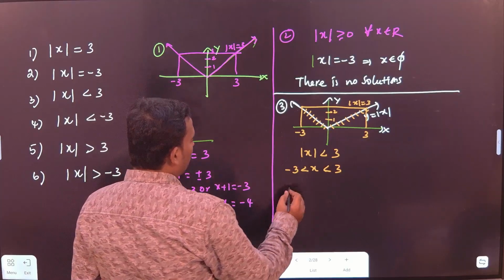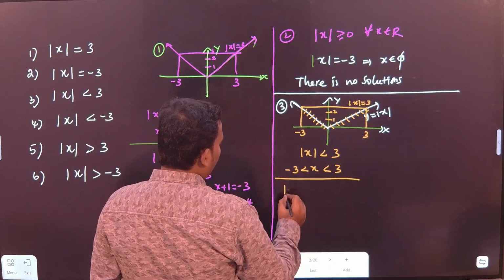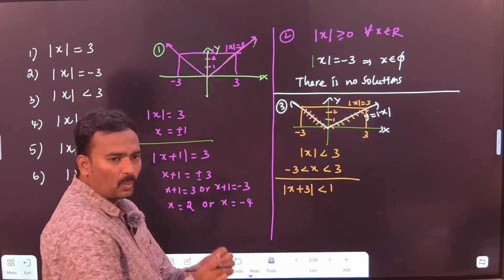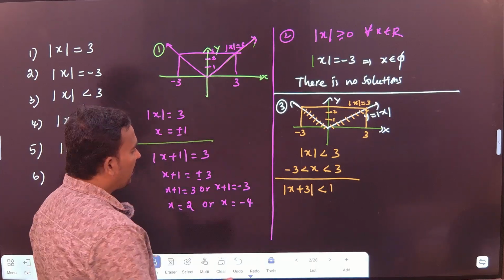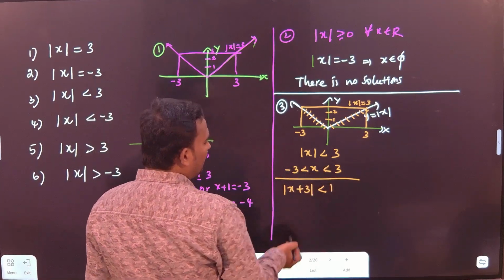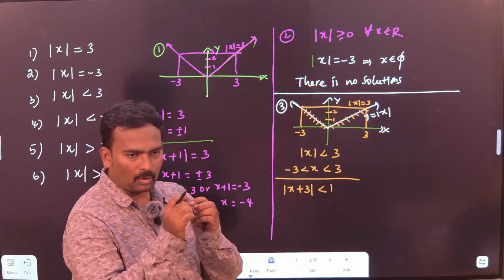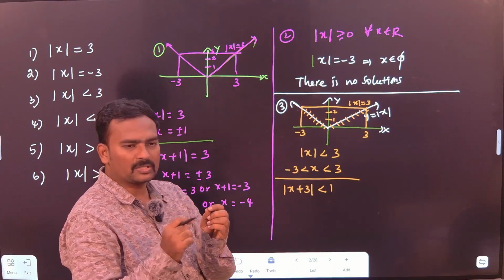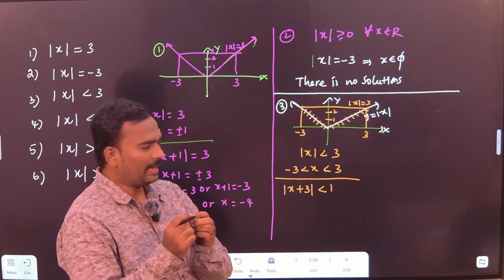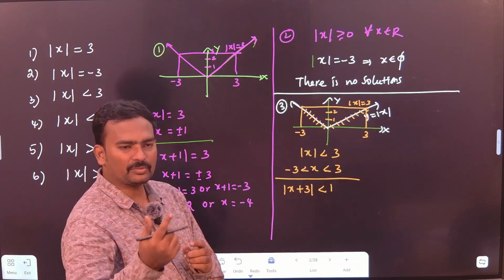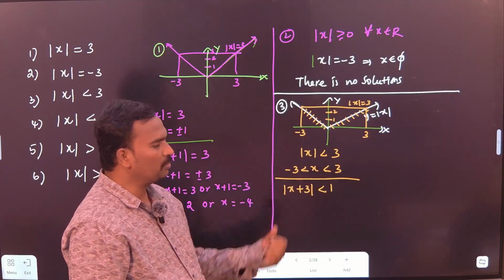Let's take one more example. Suppose you have mod x plus 3 is less than 1, then what are the x values? The same idea. Mod x is strictly less than 3 means x will be, inside the modulus, x will be from the negative of the right side to the positive of the right side. Minus 3 to plus 3.